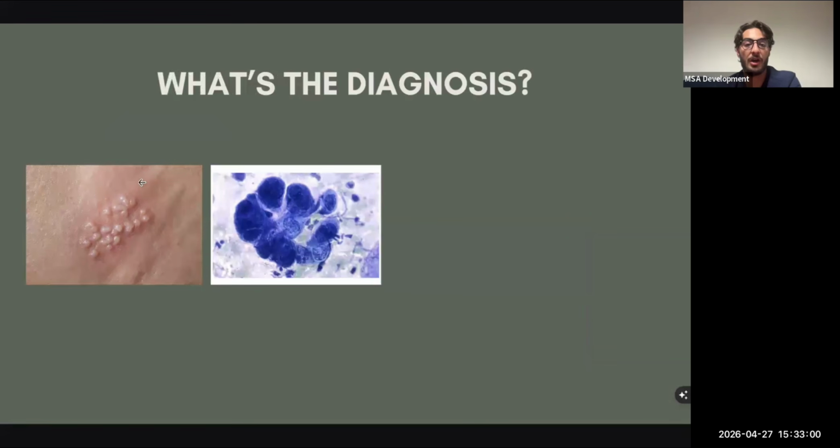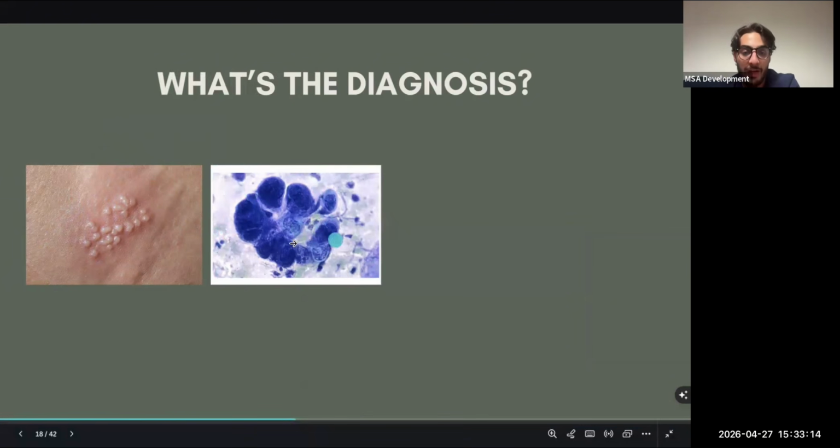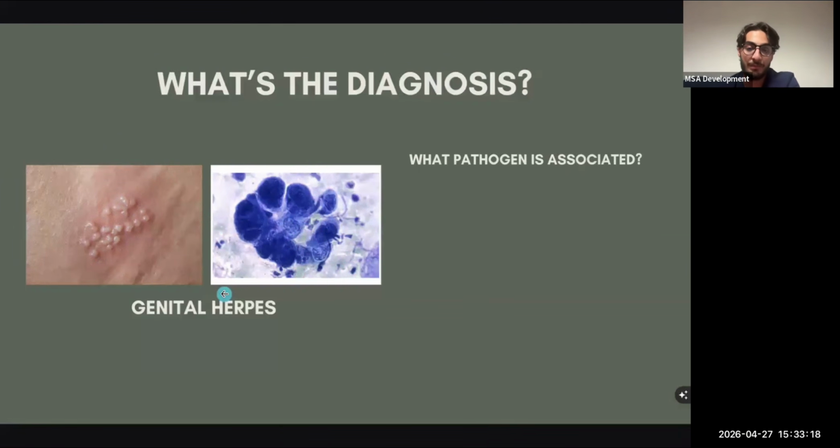Okay. All right. Who can tell me what the diagnosis is here? You get these grouped vesicles. Imagine that this is somewhere in the genitals. So these are grouped vesicles, and then you do a smear or microscopy and you find these multinucleated giant cells. So this is genital herpes. What pathogen? It's HSV1 and 2.